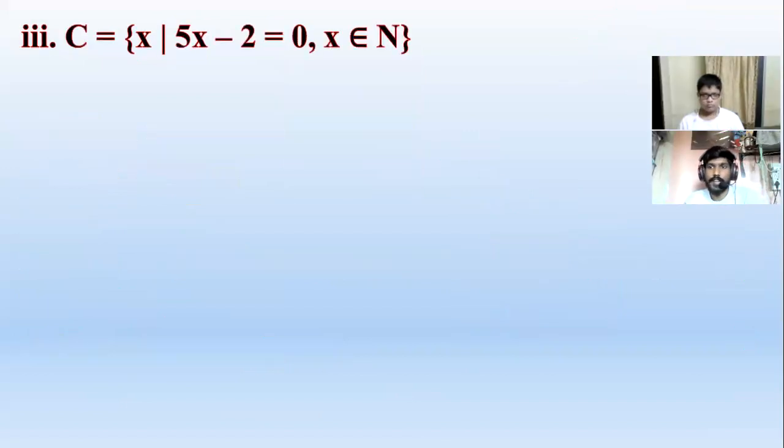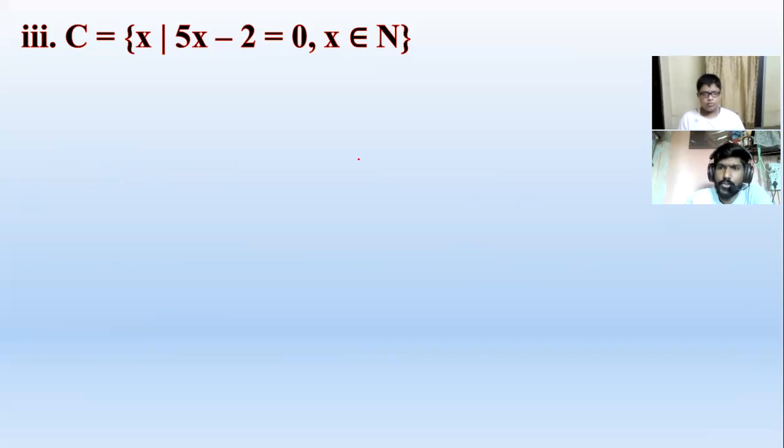Okay, so we have one more set. We have to say whether it is empty or not. Can you read it for me? Set C is such that C is the x variable such that 5x minus 2 equals 0, x belongs to the natural numbers. So here we have an equation and we have to solve that equation, find out the value of x and write it in the set. Understood what we have to do?